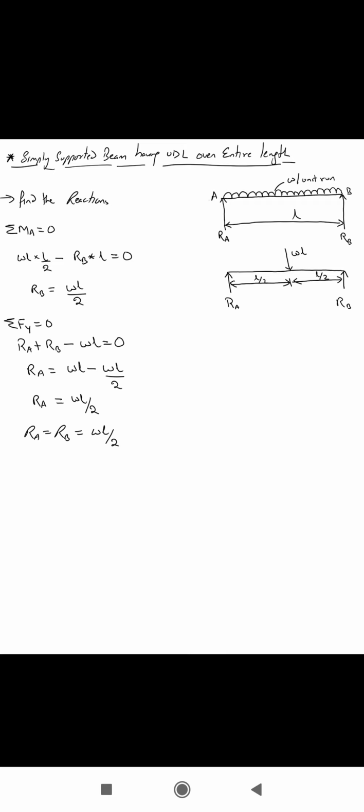So from here it's clear that the value of RA and RB is the same, and the value is WL by 2. So if I draw it, it should look something like this: the value of RA is WL by 2, the value is WL by 2, and at a distance of L by 2 from either end, we have WL. Now if you go back and have a look at the simply supported beam which had a point load at the center, you'll find out that the reactions at the end were half of the point load. So same as the case over here.